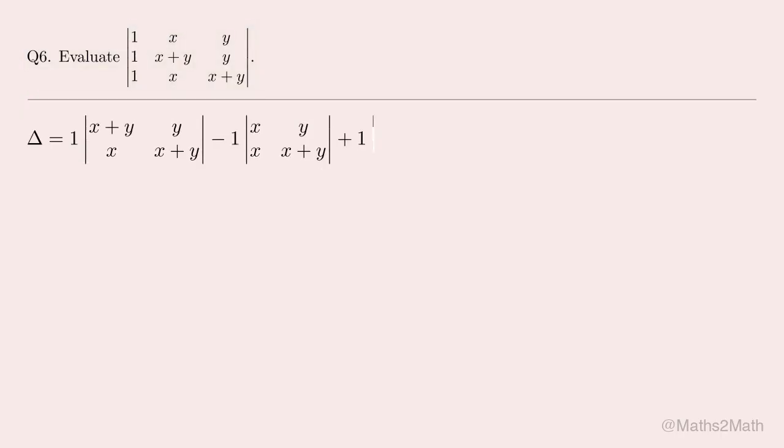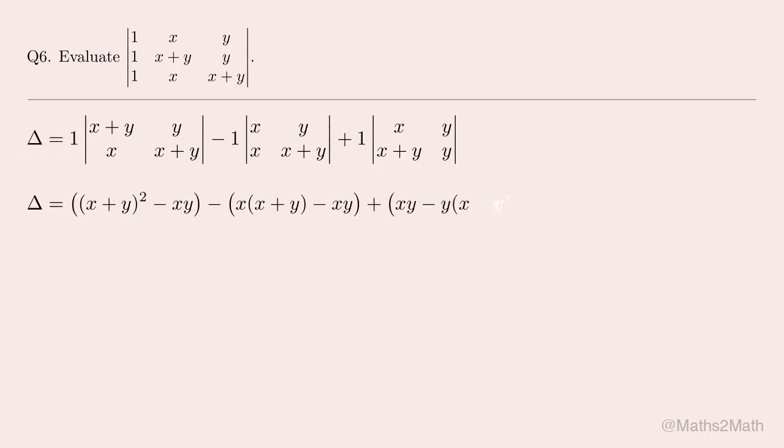Expand along the first column. The signs alternate plus, minus, plus. The minors are the square term, x squared, and minus y squared. Everything cancels except the single product term.